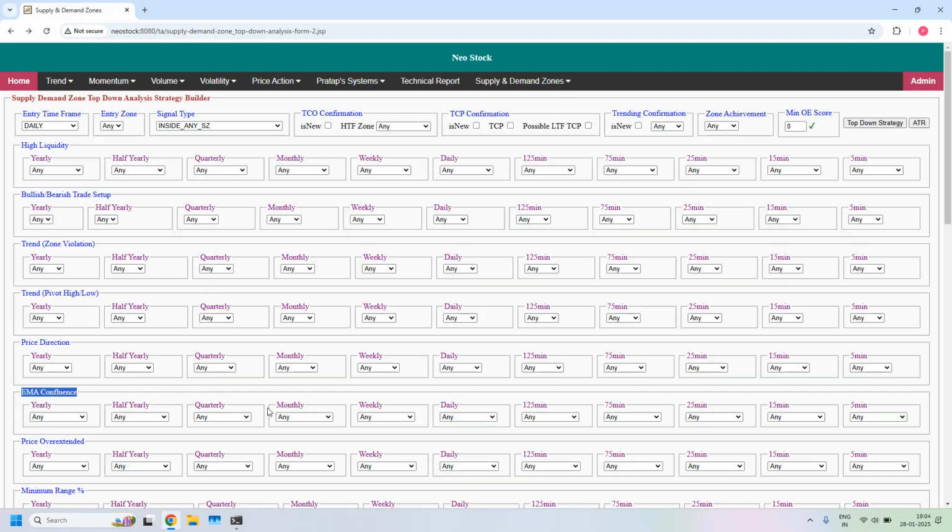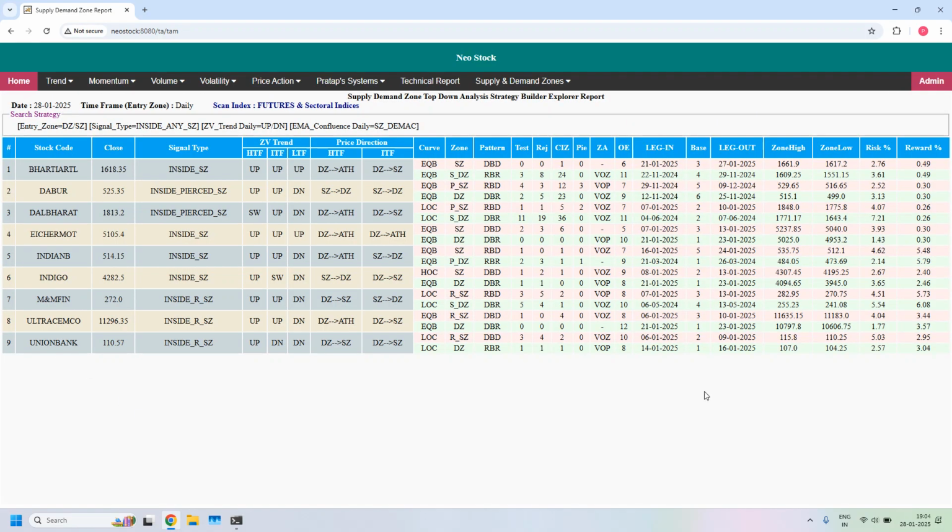In the EMA confluence section at the daily time frame, I am setting the filter daily supply zone having daily EMA confluence, and the trend on the daily time frame I am setting up or down. With these filters, we got 9 stocks. All these 9 daily supply zones have daily EMA confluence, and the current price has also closed inside the daily supply zones. So this is about the daily time frame.